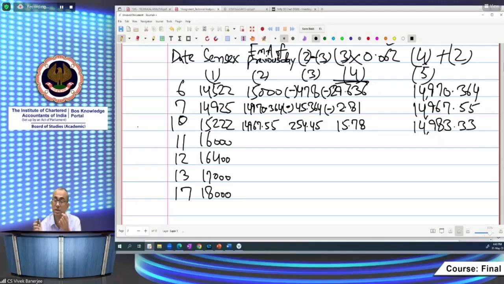Then whatever comes in the third column, we multiply by the exponent. The value of the exponent is given in the question, 0.062. So we multiply this 478 with 0.062. The final figure is 29.636. Now whatever figure is arrived at is added to the previous day EMA, that is the formula. So minus 29.636 plus 15,000. Plus and minus gives minus, so 15,000 minus 29.636.